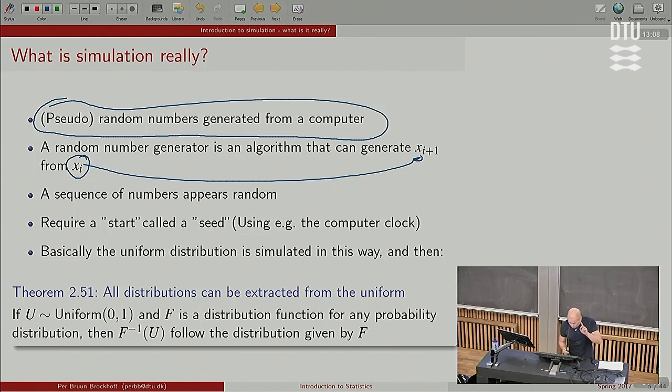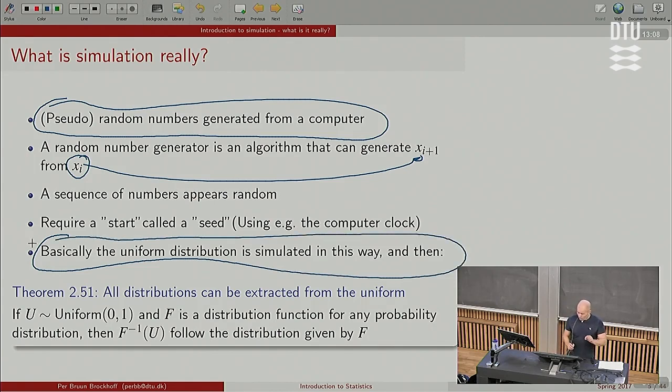And the place we usually start is random uniform numbers between 0 and 1. That is what the computer is, at the outset, going to do for us. So random number generators are algorithms that produce such sequences of random numbers between 0 and 1.